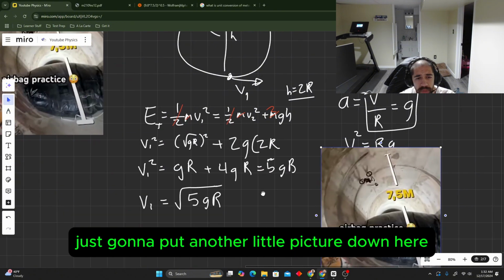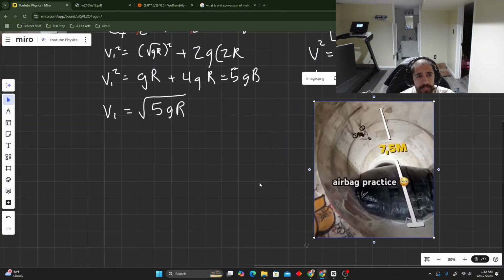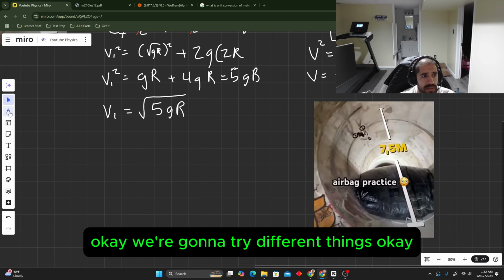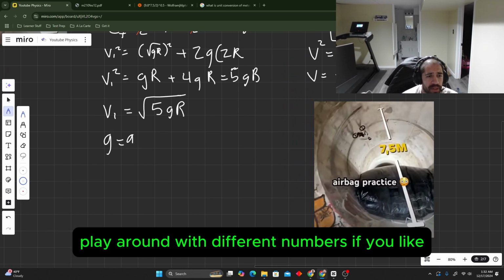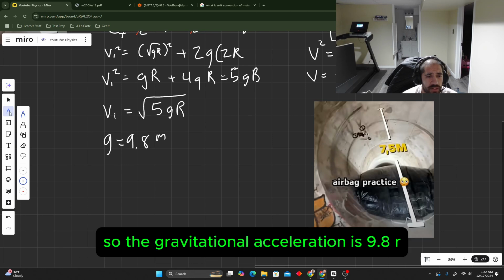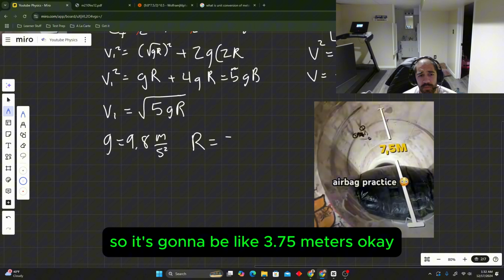Just gonna put another little picture down here. Okay, we're gonna try different things. Okay, G. Feel free to plug this along, and play around with different numbers if you like. So the gravitational acceleration is 9.8, r, the radius is half of that, so that's gonna be like 3.75 meters.